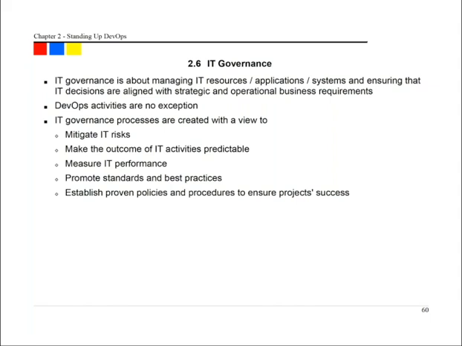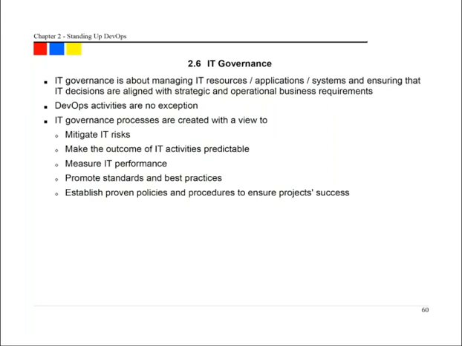So these governance processes, IT governance processes, exist because we need to be able to mitigate IT risks, increase the predictability of outcomes, measure performance, promote standards and best practices. And what will happen as we start to develop DevOps practices is these governance activities will become necessary, that if we don't have them in place, we have no assurance that we have mechanisms to mitigate risk, and DevOps can be a significant risk. But there's a flip side of this.